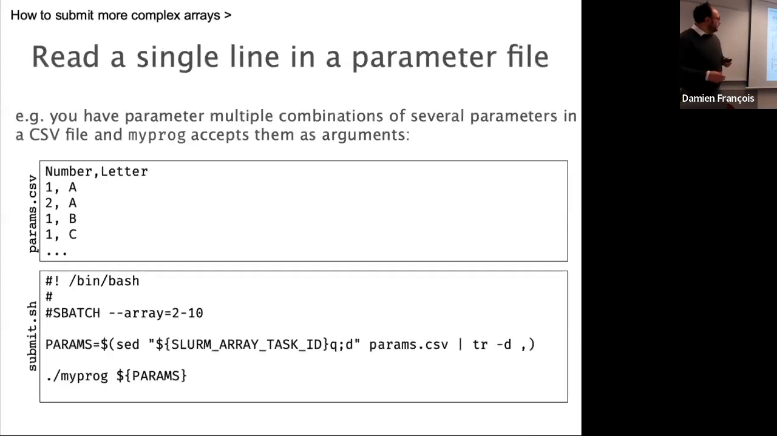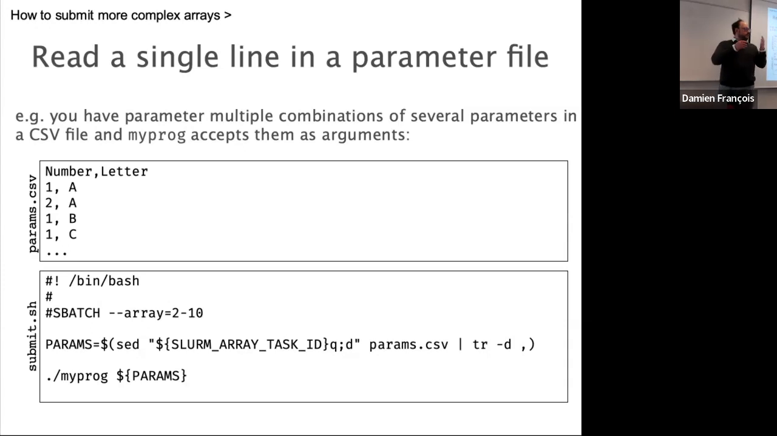Here is an example where I have a CSV file with 2 columns. First column is a number, second one is a letter, and I'm assuming this is a description of all the jobs that I want to submit. Here again, with a construct like this, simply you can create a job array that will run my prog, where each job will take care of a line in the file. So the first one will be my prog 1A, the second one will be my prog 2A, and so on.